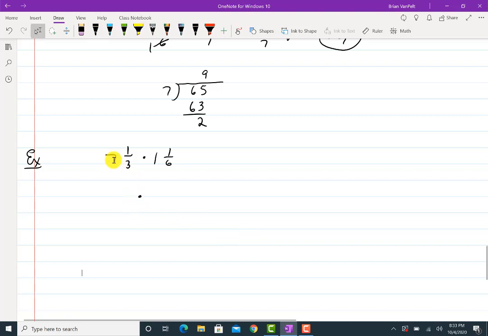Start with the 7 1/3. Now remember, you do 7 times 3 is 21 plus 1. You get 22 over 3. And do the same with 1 1/6. 1 times 6 is 6, plus 1 is 7. Then I'll simplify as much as I can before I multiply. 6 and 22 both have a 2 in them, so I can cancel that out.